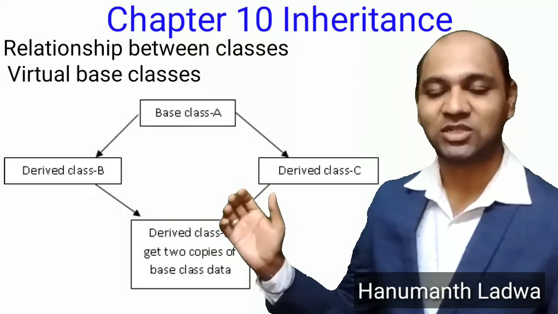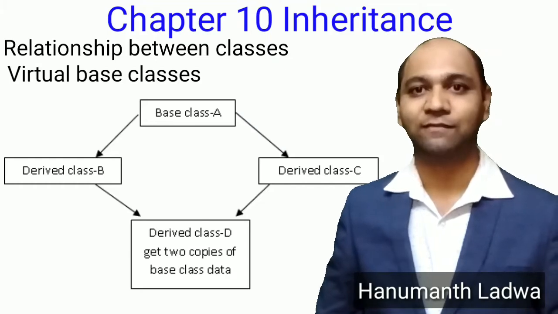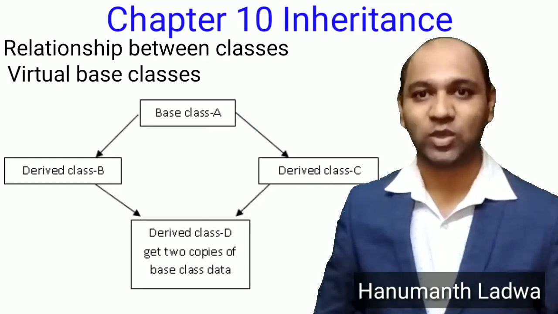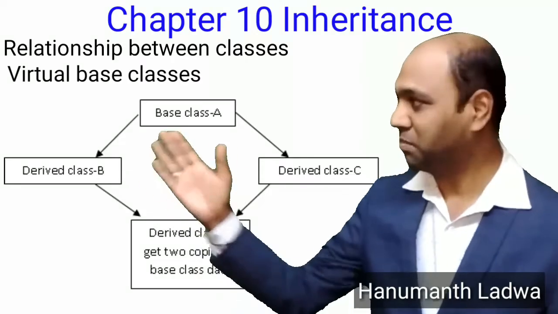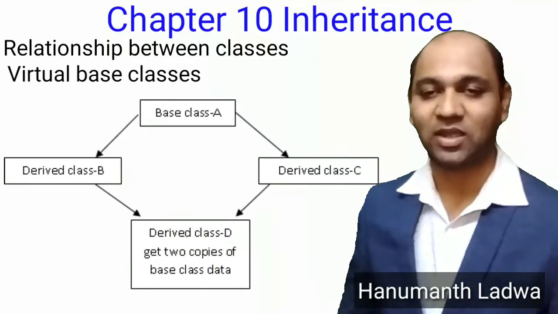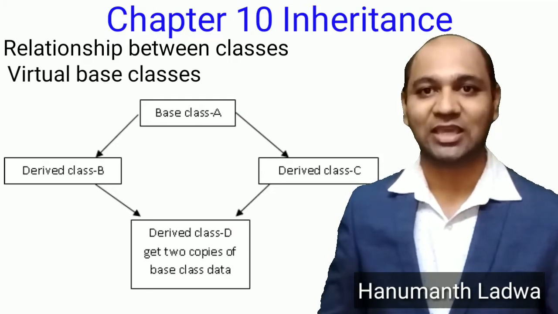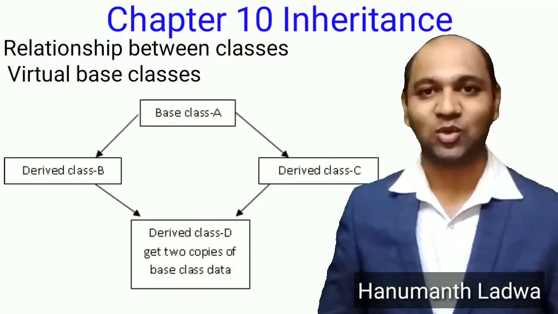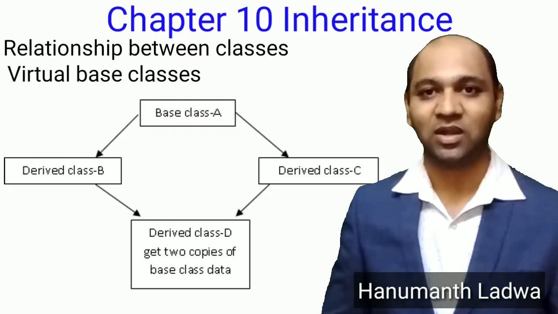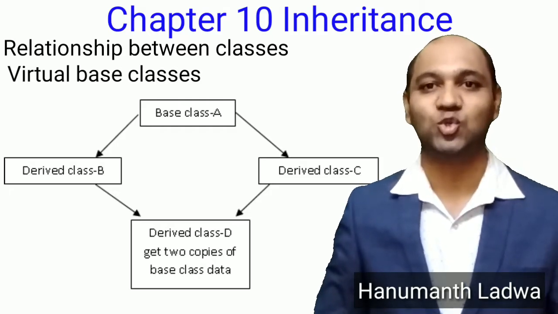So in this situation there is an ambiguity, there is a confusion for the compiler about which copies of the features of the class to take, whether B has to be taken or C has to be taken. So in order to avoid this ambiguity, we are going to use the keyword called virtual. Now let us take a small example of how exactly we can use the virtual keyword.